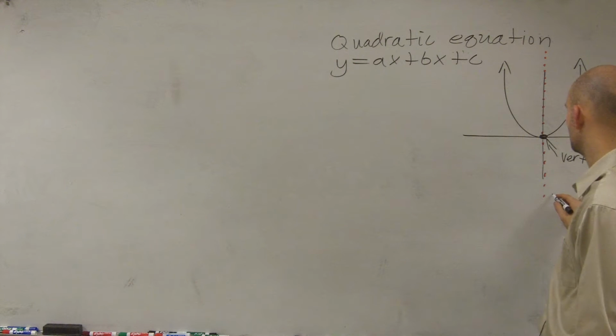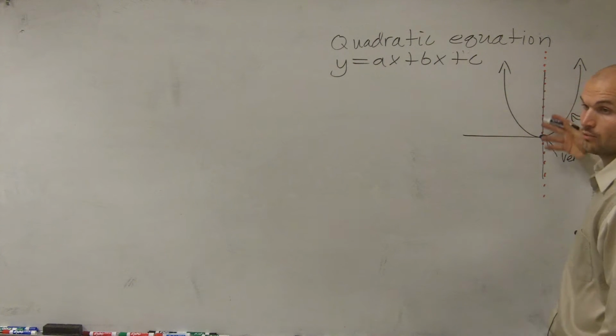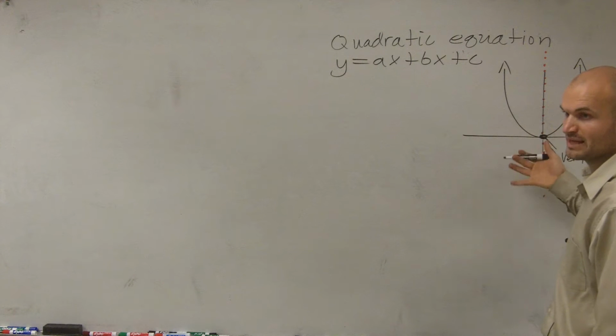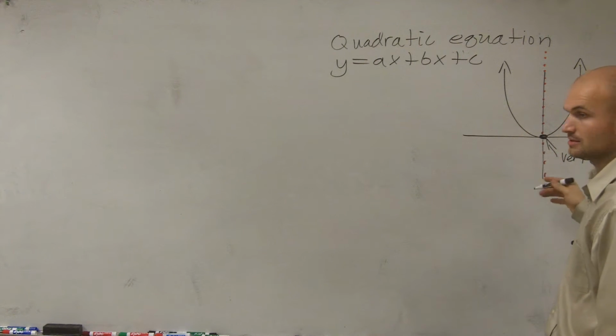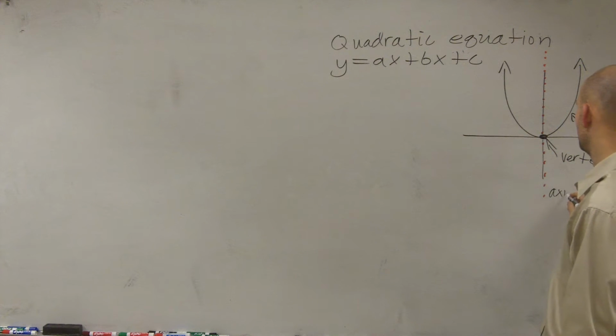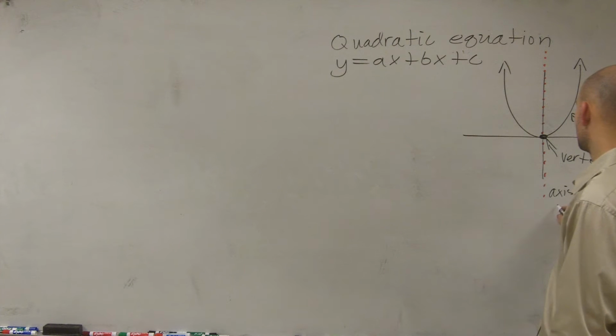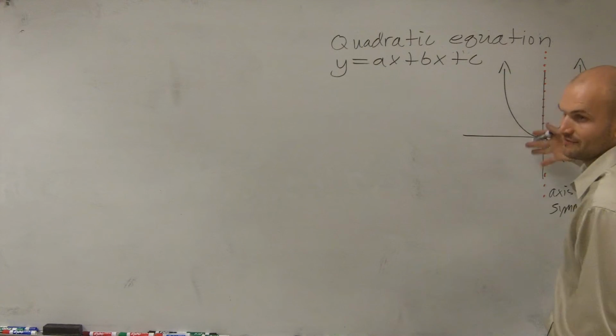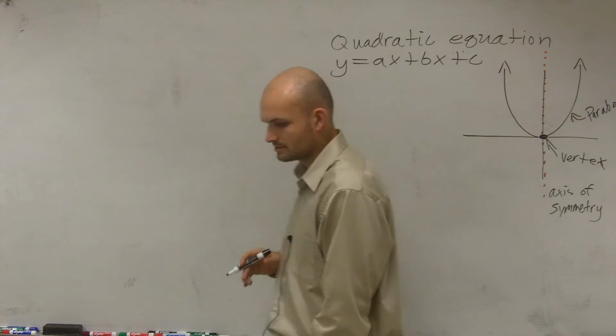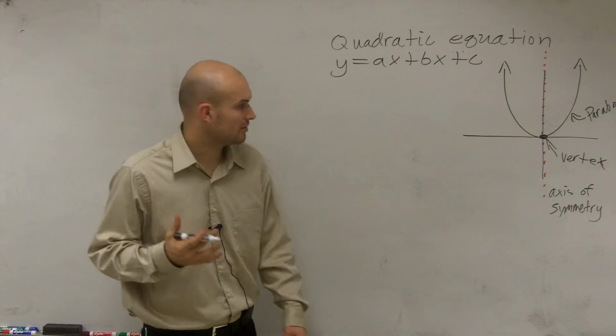The y. Well, it is on the y-axis, but the formal name of the red line, no matter where it is, is going to be called the axis of symmetry. Right. In this graph, it's on the y-axis. Okay? So we're on that point right now.